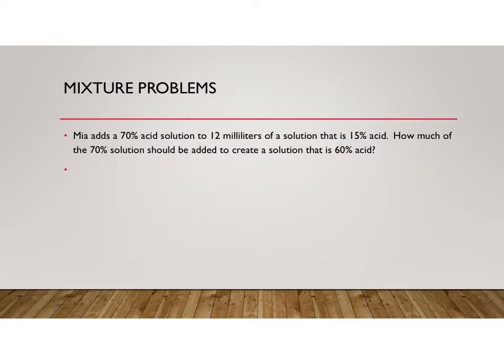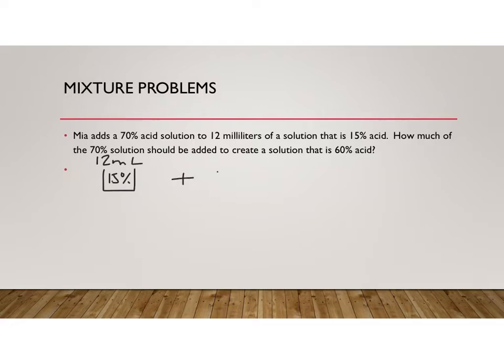So here's an example of a mixture problem. Maya adds a 70% acid solution to 12 milliliters of a solution that is 15% acid. How much of the 70% solution should be added to create a solution that is 60% acid? So if we would draw a picture of this, we have a beaker or a container that has a 15% solution, and we've got 12 milliliters of that.